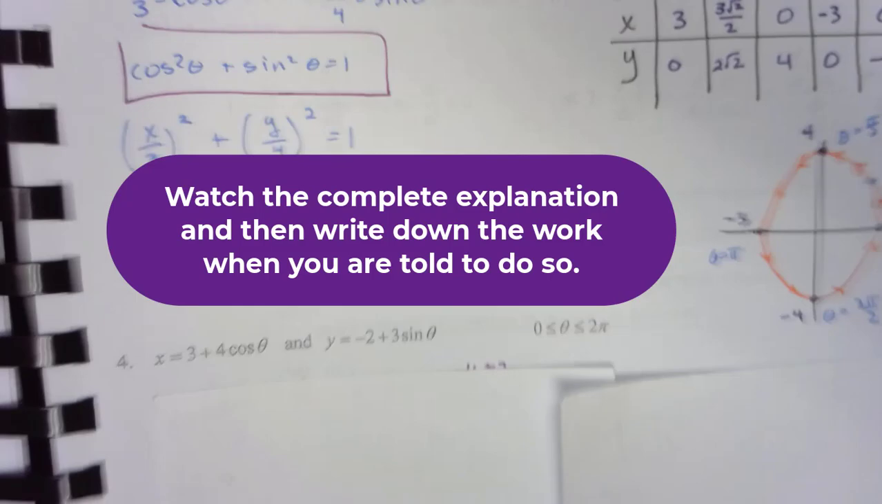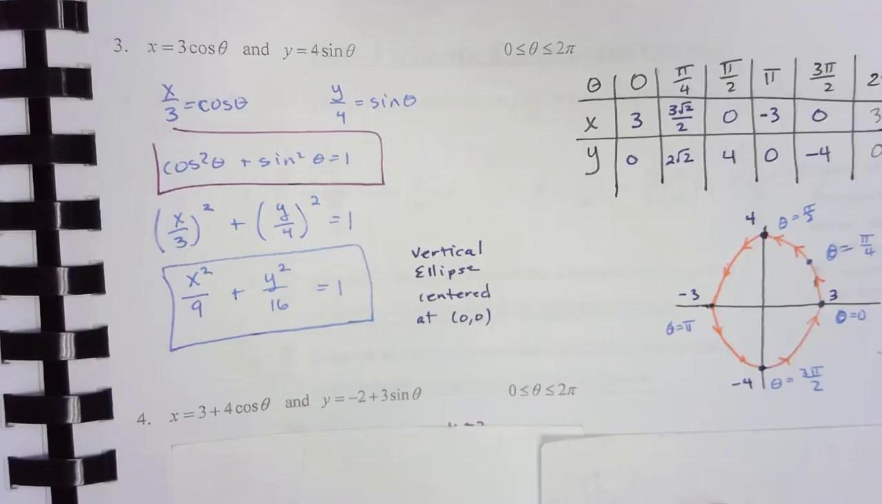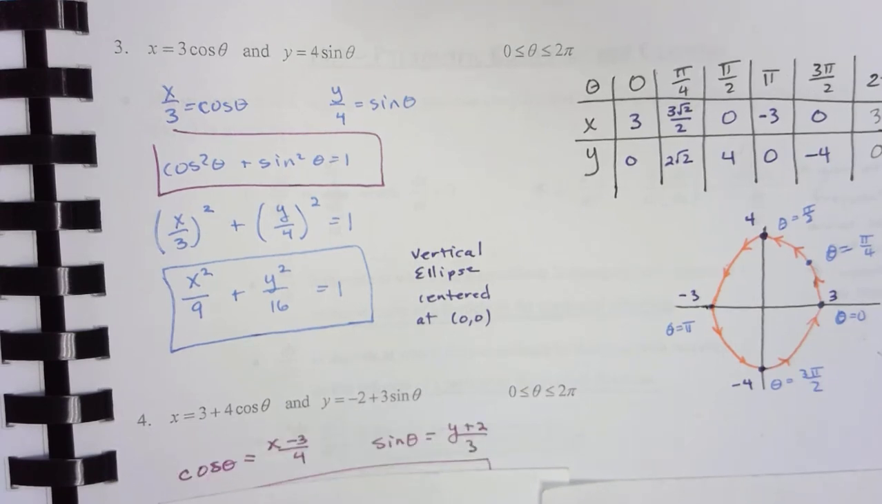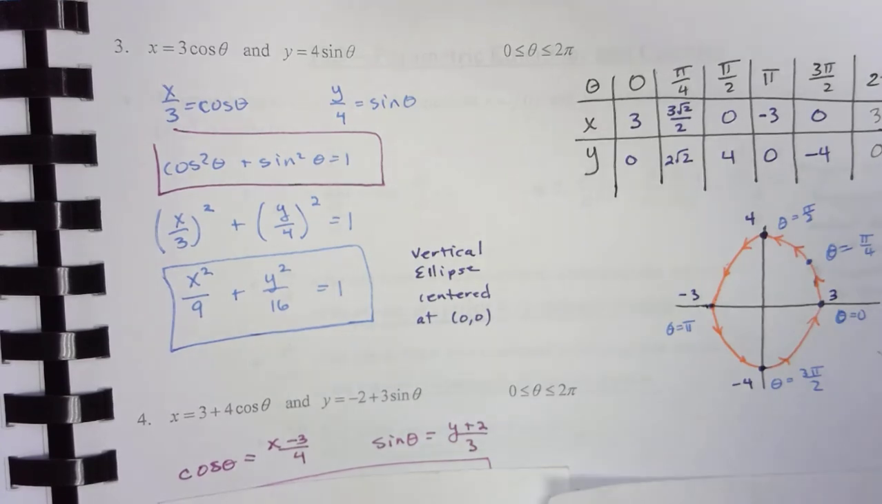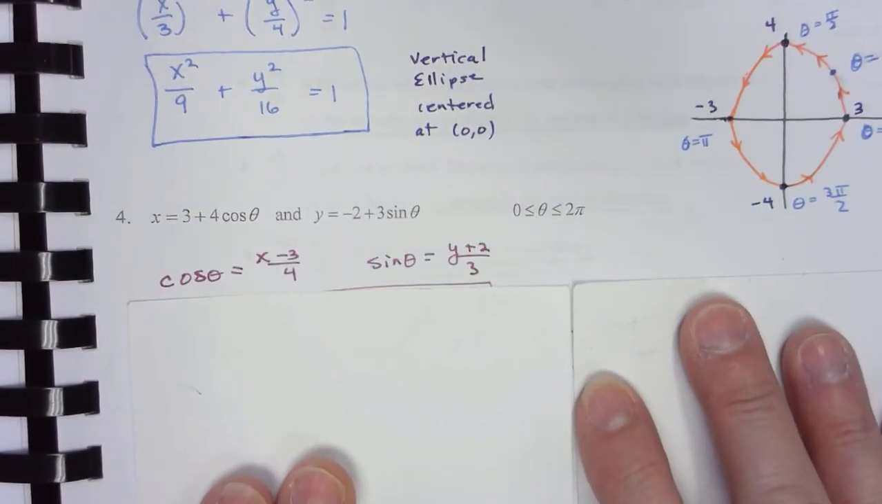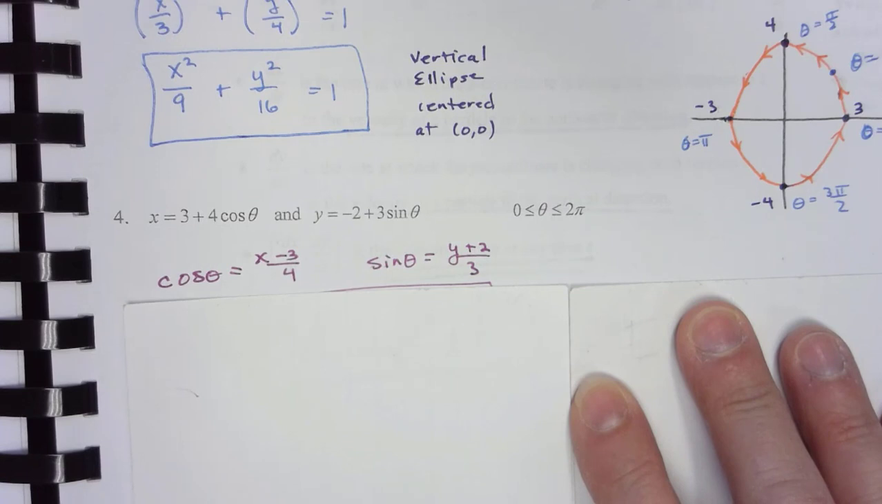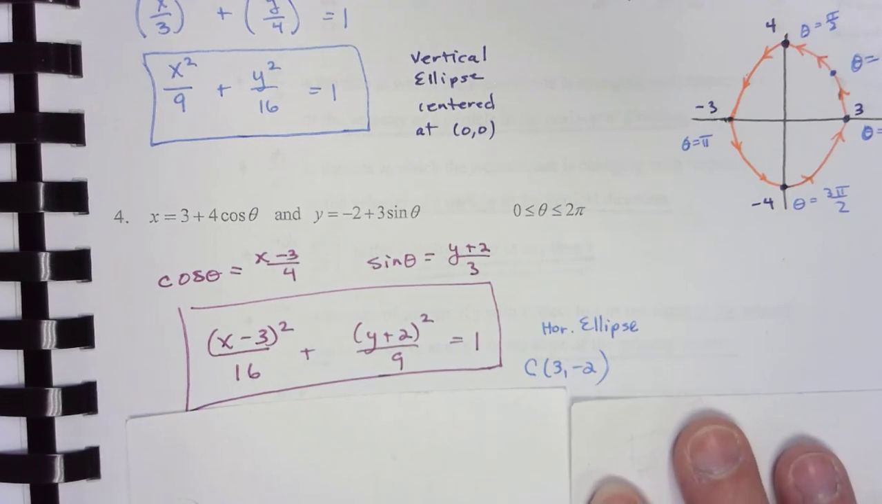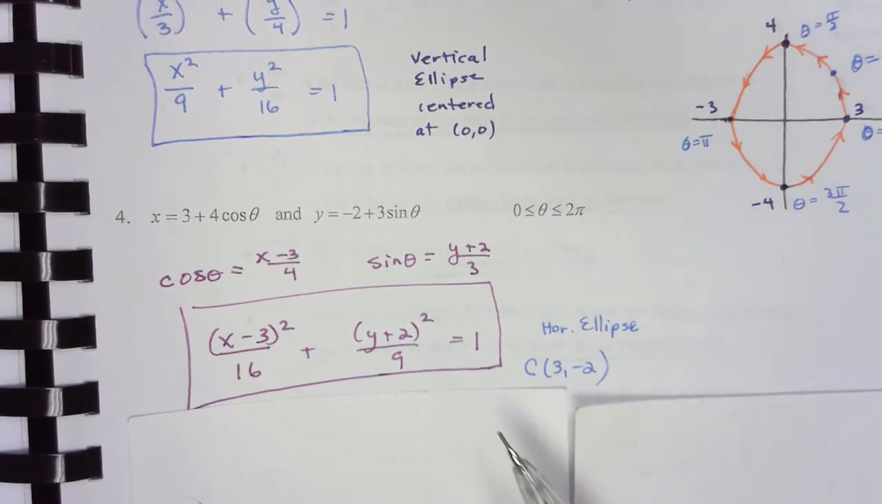Number 4. x equals 3 plus 4 cosine theta. y equals negative 2 plus 3 sine theta. Again, going to get cosine theta equals x minus 3 over 4. Sine theta equals y plus 2 over 3. We're going to work on eliminating the parameter. I get cosine theta to be x minus 3 over 4, sine theta to be y plus 2 over 3. Setting that into our equation of cosine squared plus sine squared is 1.